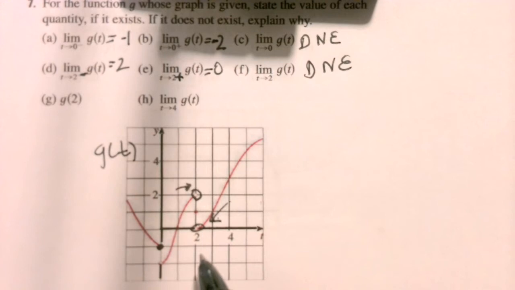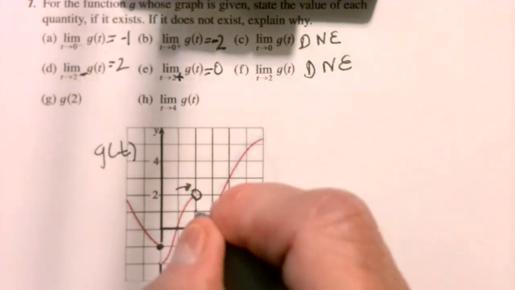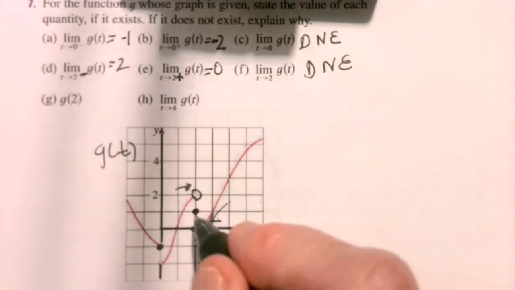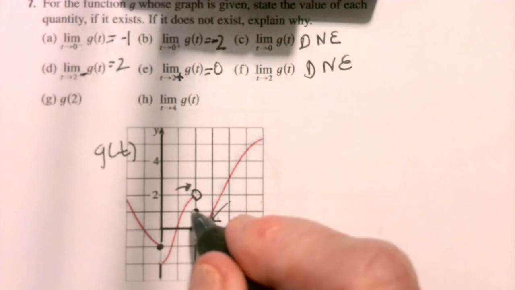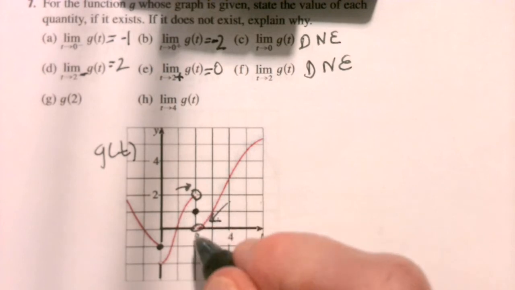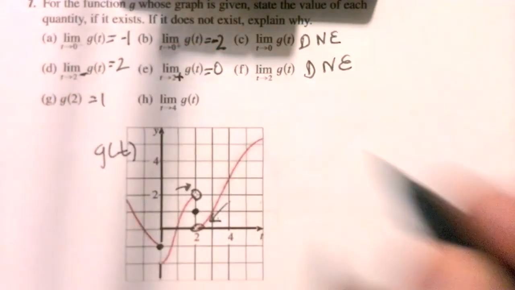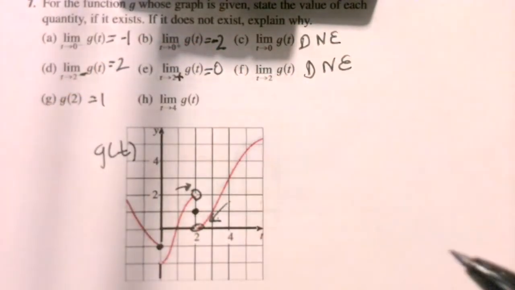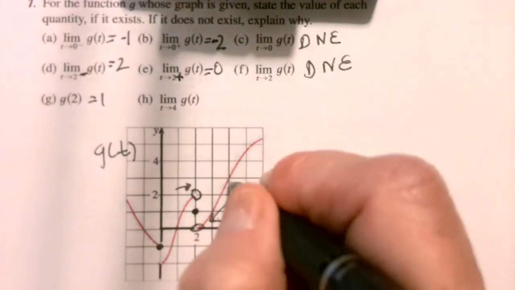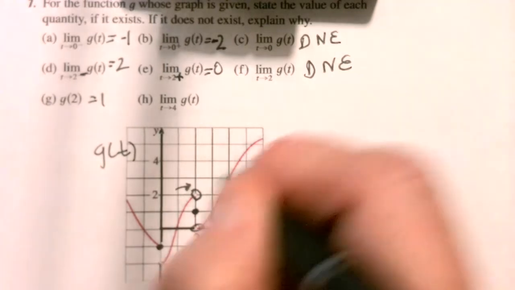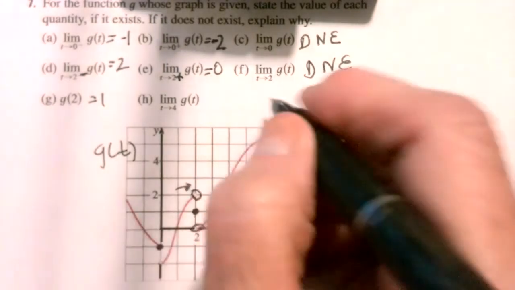So when we look over here at g of 2, oh, I left something out. Well, no, I didn't leave it out. You just can't see it. There's a point right there. That is actually, the y value there is g of 2. That y value is 1. So this is equal to 1. What is the limit as x approaches 4? Well, that's over here. And notice, there's not a gap or anything. So it's just the y value there, which is 3.